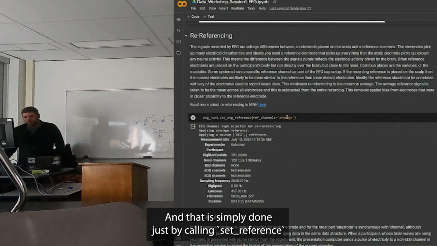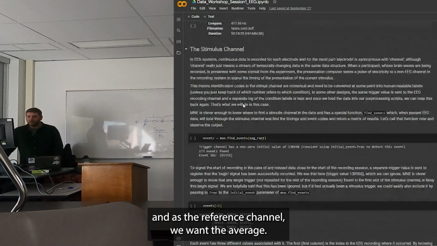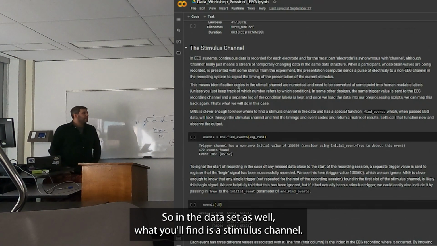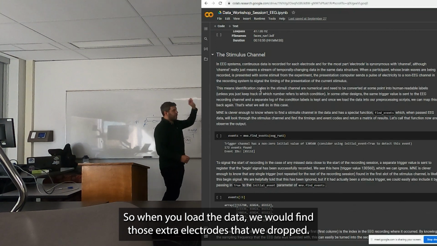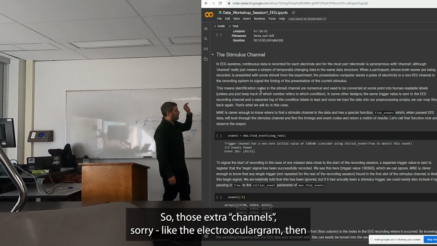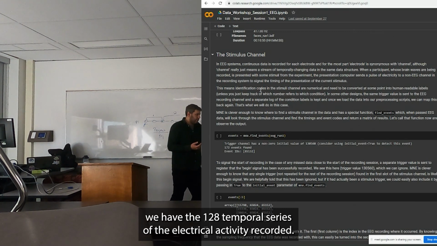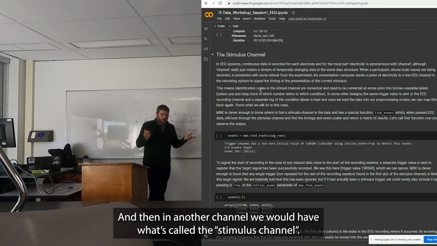And that is simply done by calling set reference, with the reference channel being the adjunct. In the data set as well, you'll find the stimulus channel. So when you load the data, we would find those extra electrodes that we dropped, or those extra channels, and in the EEG, they would have the 128 time series of the electrical activity recorded. And then in another channel, we would have what's called the stimulus channel.